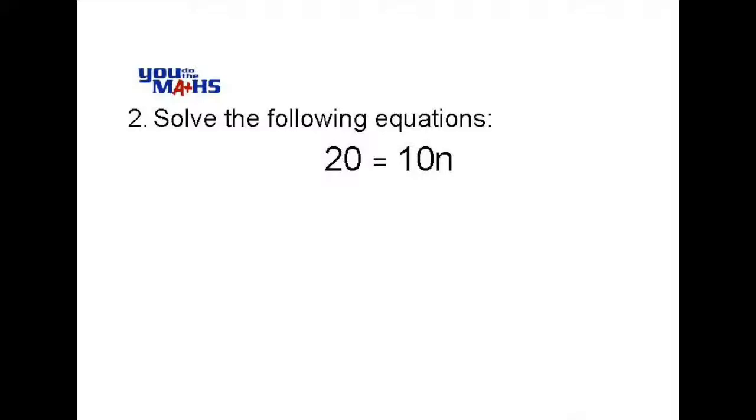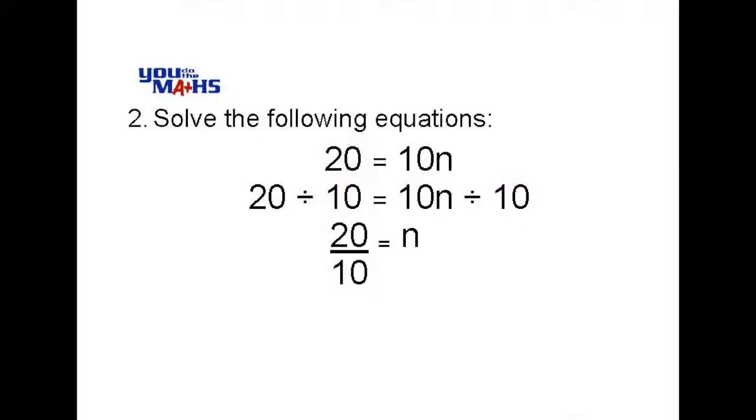So we do that by saying if 10n means 10 multiplied by n, to remove the 10 we divide on the right hand side by 10, and we have to do the same on the left hand side so the equation stays balanced. Dividing by 10 removes the 10 from the right side, and we can write 20 divided by 10 as a fraction, 20 over 10. It's a bit easier to work with.